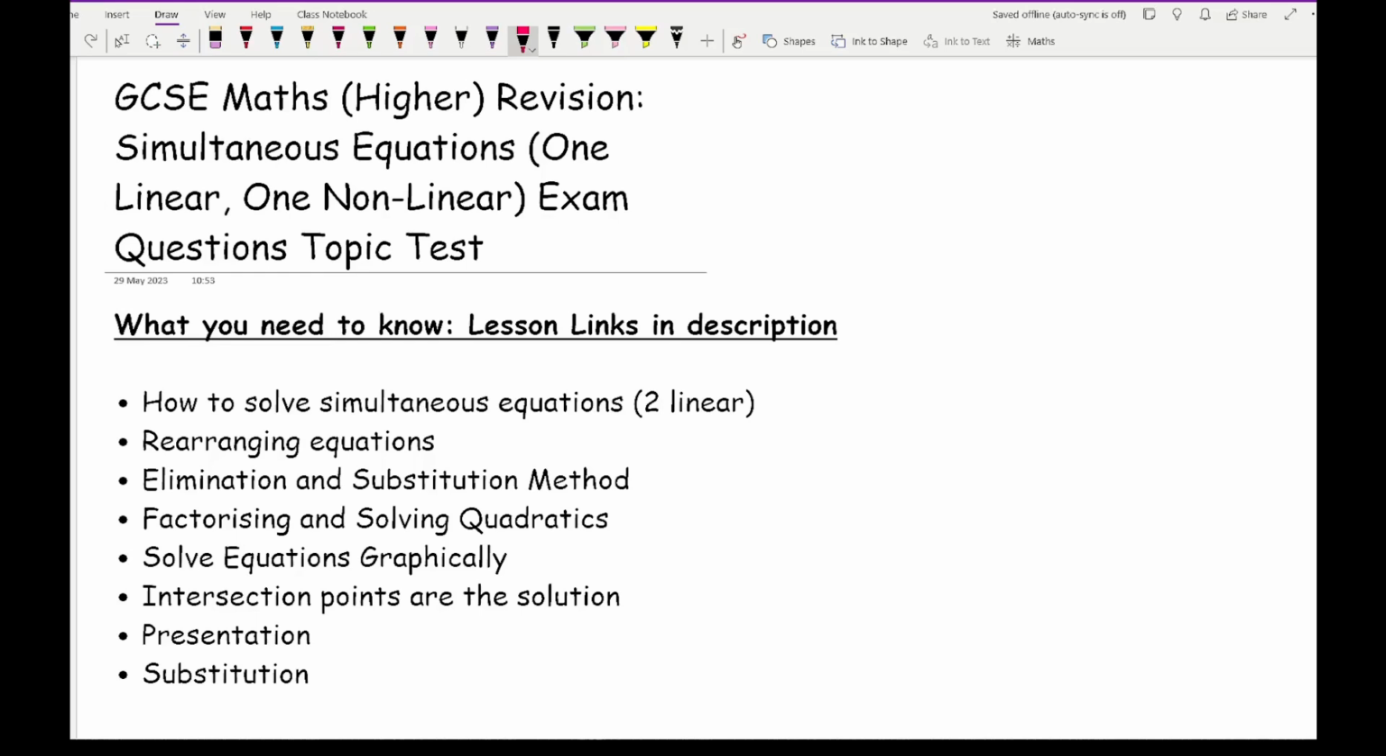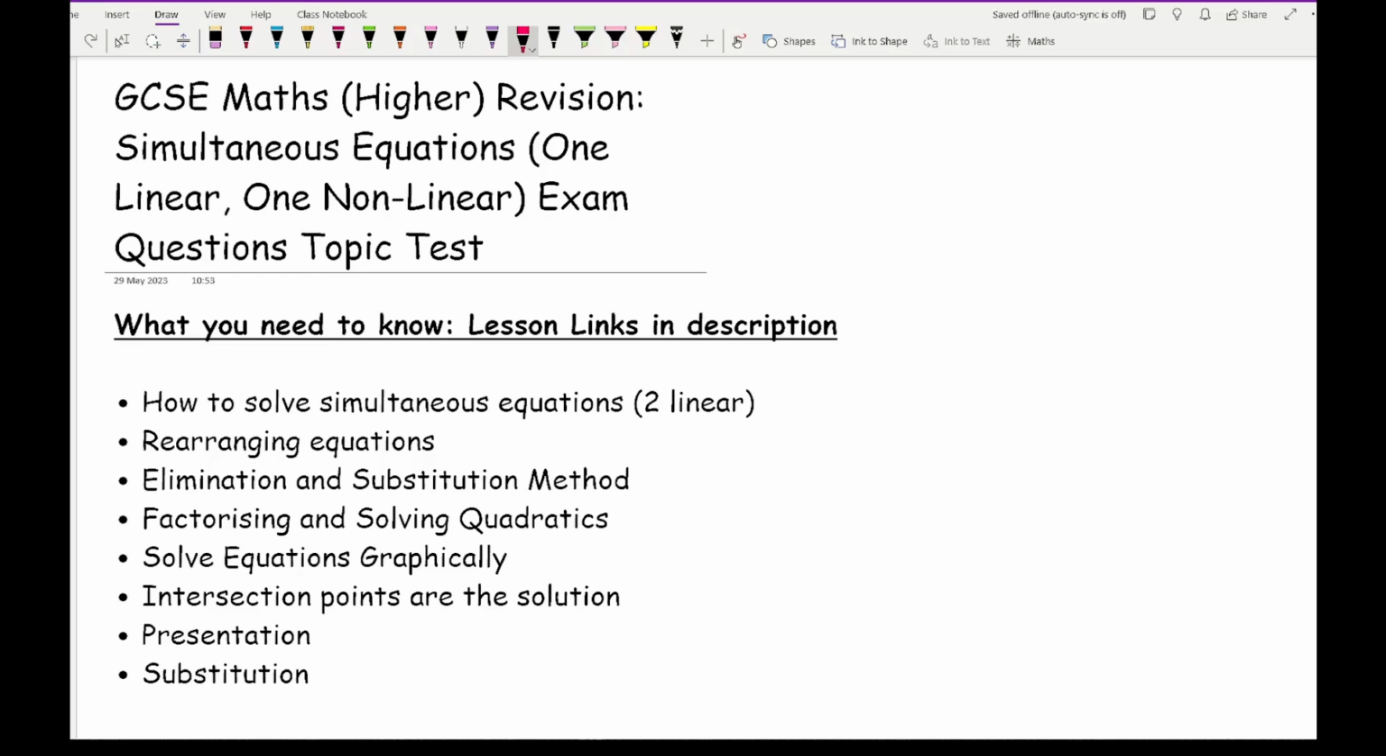The next thing, particularly with this, is going to be factorizing and solving quadratics. So it's really important that you're able to factorize quadratics both with a single x squared and multiple x squareds, and also know how to solve quadratics via factorizing, but also by using the quadratic formula, which can creep in this particular topic.